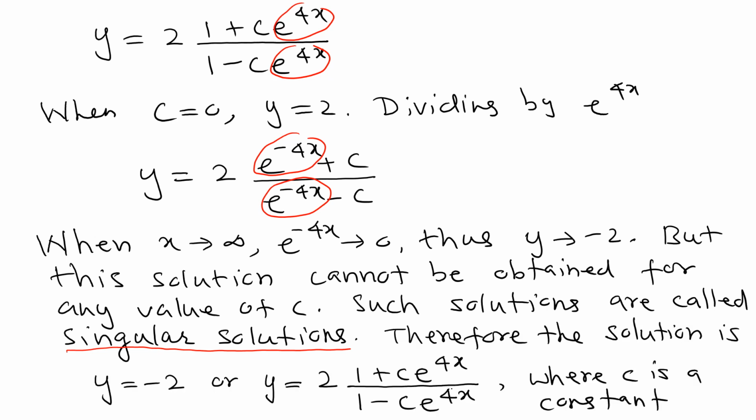So y equal negative 2, that's one solution, and the other solution is y equal 2 times 1 plus c e to the 4x divided by 1 minus c e to the 4x, where c is a constant. So that's how we write the complete solution, because sometimes we actually skip one solution, y equal negative 2. That solution you cannot get from the general solution. Okay, so let's look at the next one.